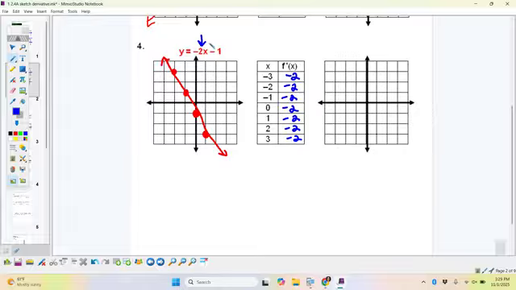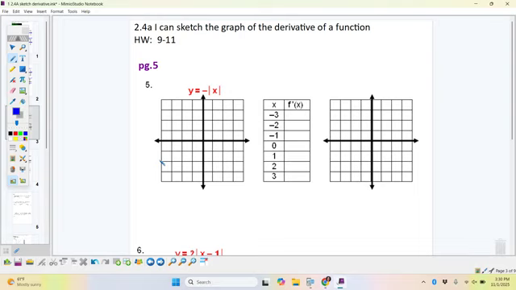You can also see that from the linear equation. And so this derivative function is f prime of x is -2. All right, now we're going to get to some more exciting ones. Y equals the negative absolute value of x.